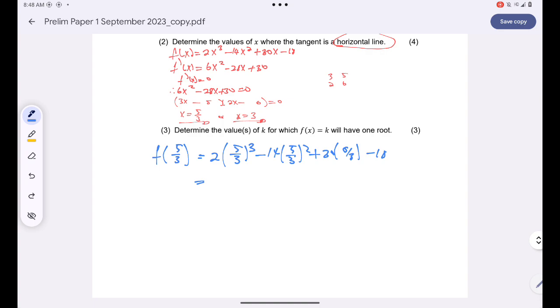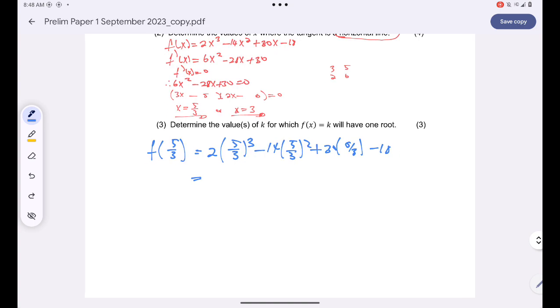2 multiplied by 5 over 3 cubed, minus 14 times 5 over 3 squared, plus 30 times 5 over 3, minus 18. So the answer is just 64 over 27. Are you together? This is our maximum value.